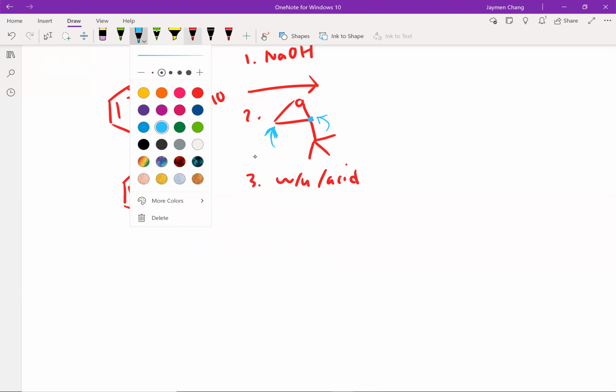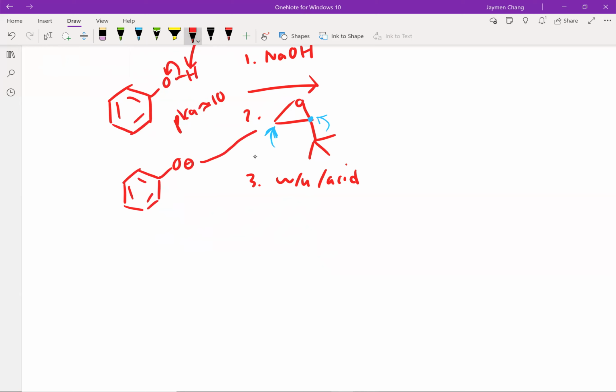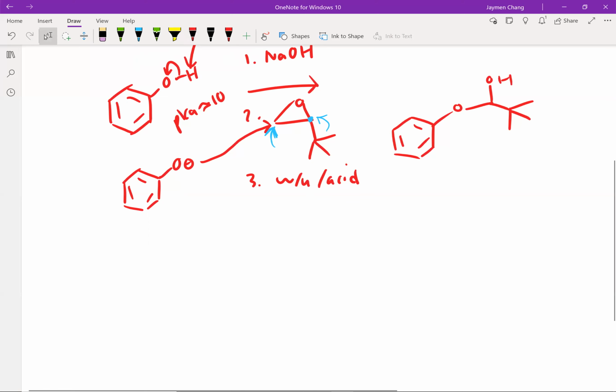As a result, when we do our attack, we're going to see it comes in from this side, and we have O, and we're going to have the ring open up. Now, the key thing to note here is that the stereochemistry is not provided. However, if it was provided, there would be some sort of inversion. But I think that's sort of beyond the scope here, and it's not that important to look at.